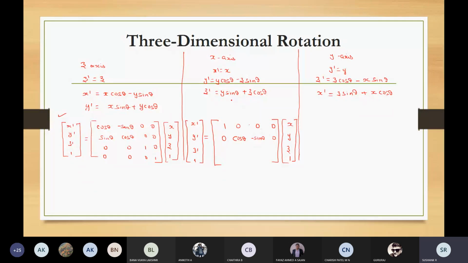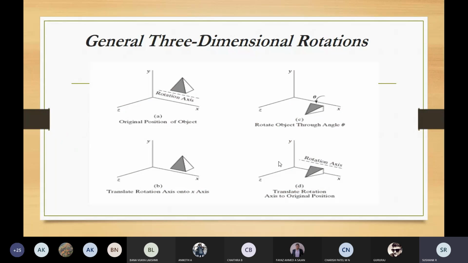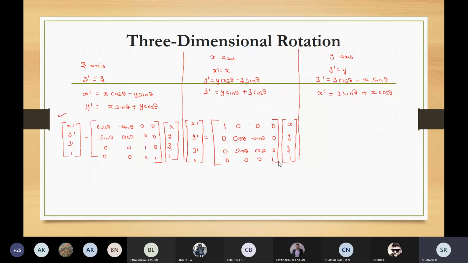Similarly, the last term should be y sin theta. So this will be 0. Again, y sin theta plus z cos theta. So the other terms will be 0, 0, 0, 0, 1. So this is how you can get the matrix format. You can get the transformation matrix by looking at the equation. So this is one way of getting this.